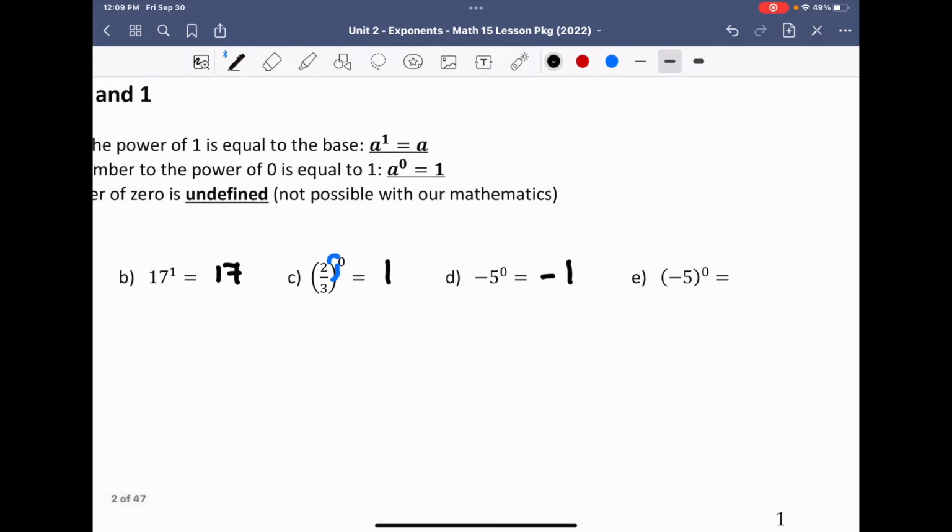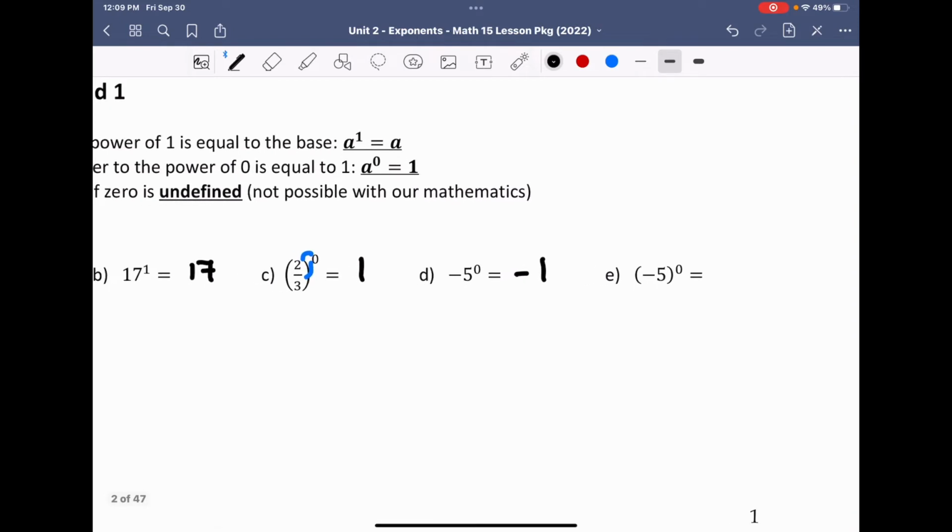In part E, the brackets are around both of these, meaning that I technically have a negative 1 raised to the power of 0 and a 5 raised to the power of 0. If everything's all together in the bracket, no matter if it's a positive or a negative number, this will always be equal to 1, because everything's included in the brackets together. So that's something to be really careful with there.